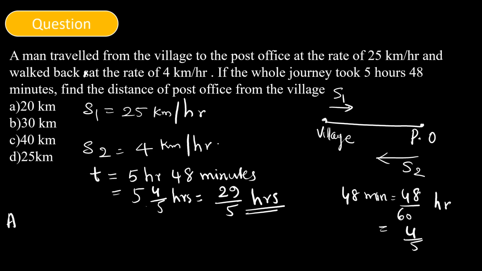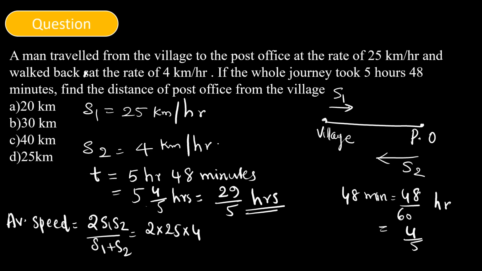Now what is the average speed? We have already discussed that when speeds are different, the average speed would be 2 S1 S2 by S1 plus S2, which is 2 into 25 into 4 divided by S1 plus S2, that is 25 plus 4, and this average speed is 200 divided by 9 km per hour.